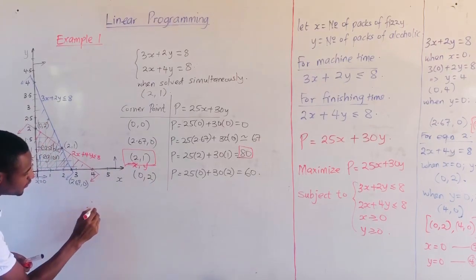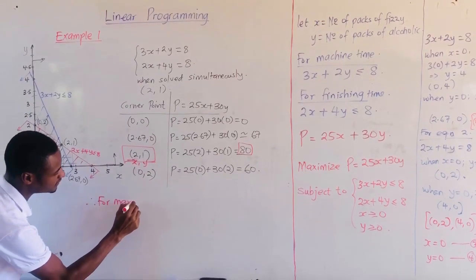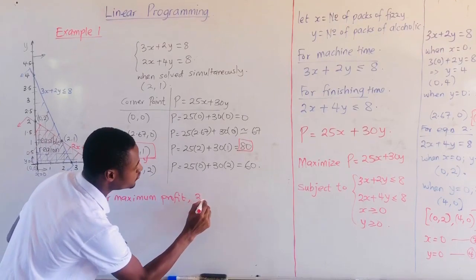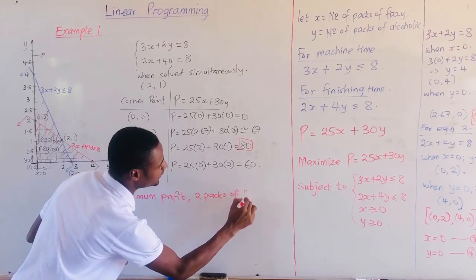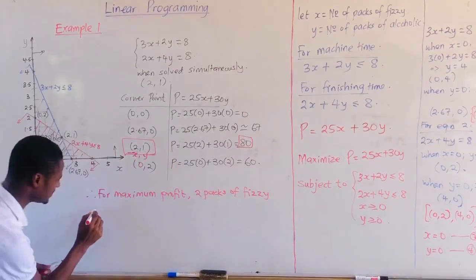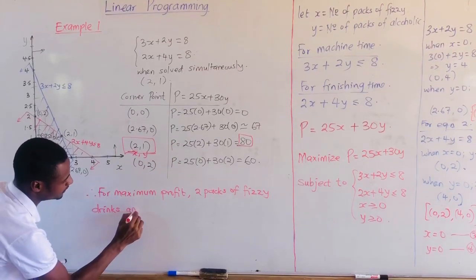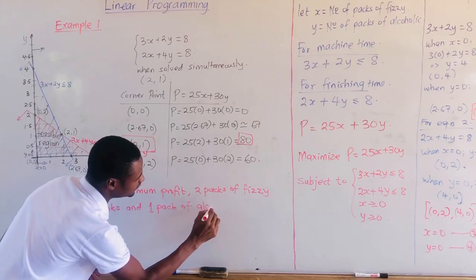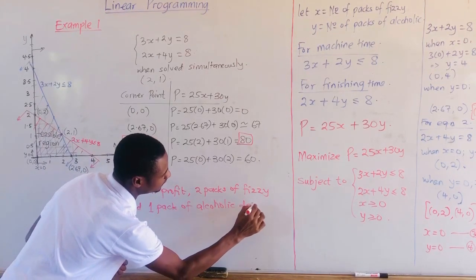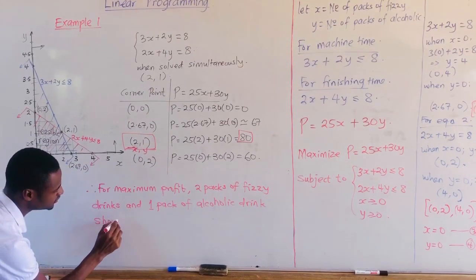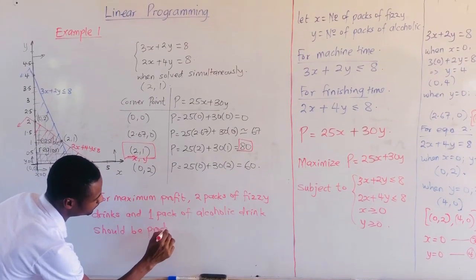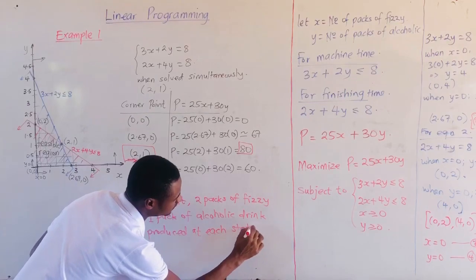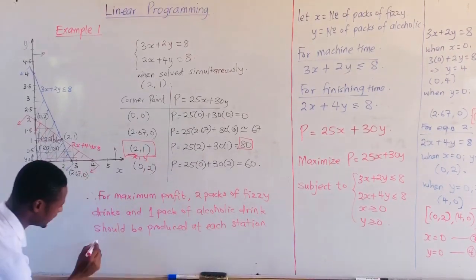So to optimize profit, for maximum profit, two packs of fizzy drinks and 1 pack of alcoholic drink should be produced at each station per day.